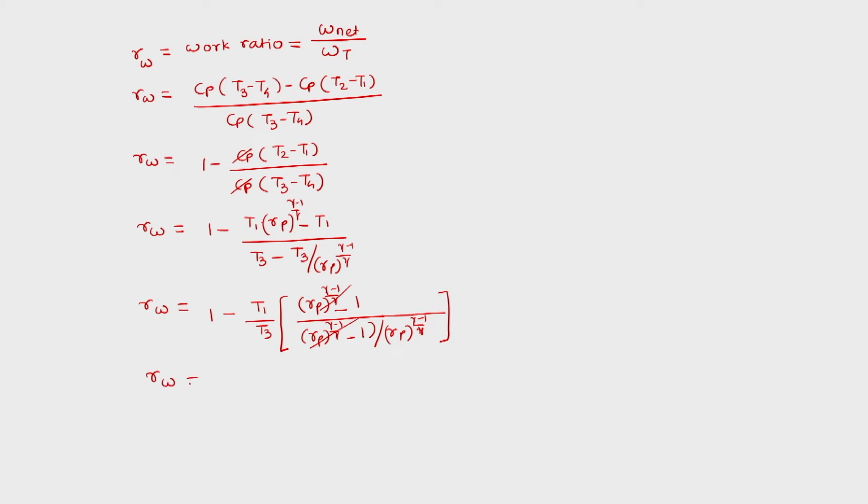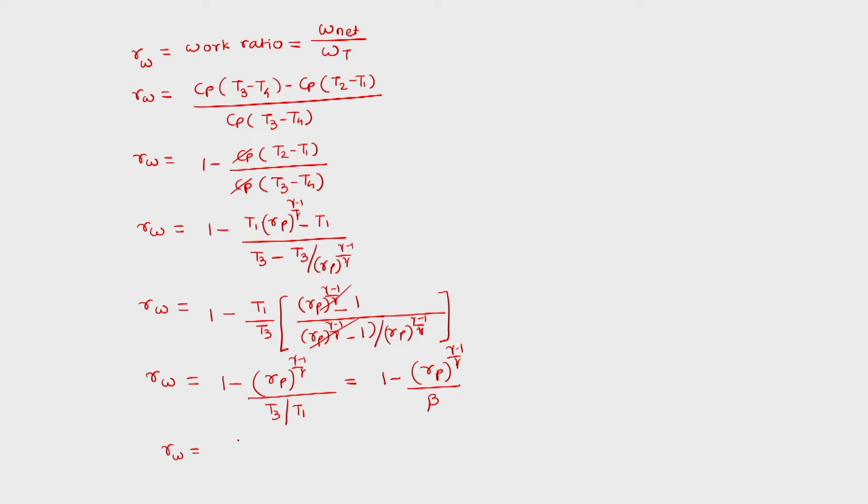So Rw is equal to 1 minus, we have Rp, this will go in the top, Rp bracket raised to gamma minus 1 upon gamma, divided by, we can write this T1 by T3 as 1 upon T3 by T1. So 1 minus Rp bracket raised to gamma minus 1 upon gamma, divided by beta. So this is the derivation for work ratio.